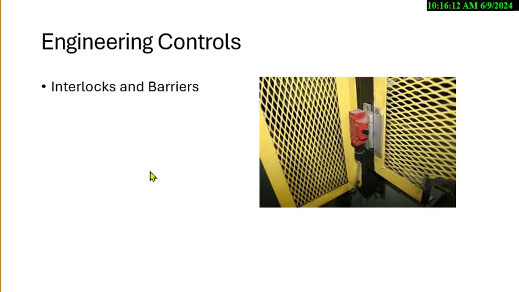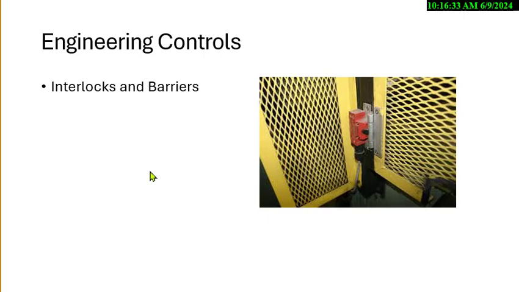Interlocks and barriers are common ones. A barrier guard usually has less than a 1/4 inch opening, and by making it a 1/4 inch, you can't get your fingers in there to get them cut off. The OSHA punch press standard, 1910.217, talks about a 1/4 inch opening. That's where you're going to find that number.